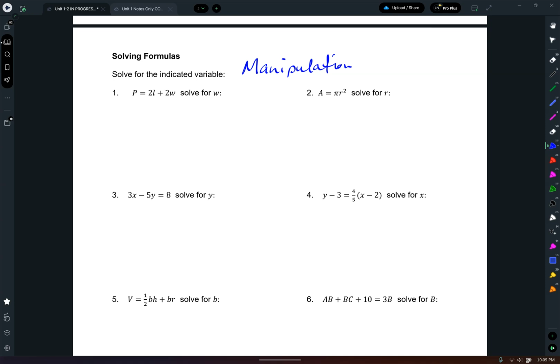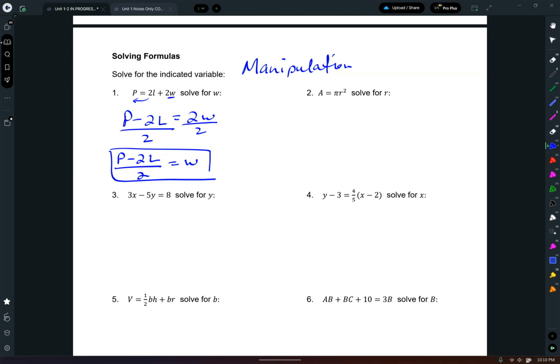Okay, so on number 1, if I want to solve for W, I see a couple things that have to happen. I need to get rid of the 2L, and then I need to get rid of that 2. Well, how do I get rid of 2L? I subtract it. So P minus 2L equals 2W. And then how do I get rid of that 2 that's with the W? Well, just divide both sides by 2. So P minus 2L all over 2 equals W. Notice the W is by itself. There aren't any W's on the other side, so I'm done.